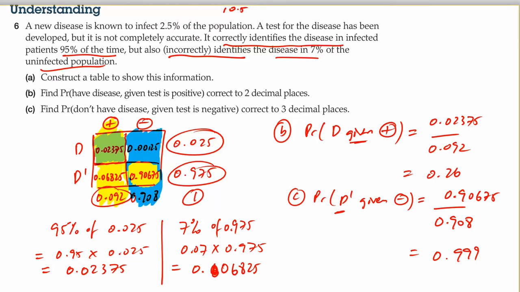Now it says to do 3 decimal places, so what it's saying is that if you don't have the disease, 0.999 of the time you're not going to test positive. Or another way of saying it is that if you don't have the disease, it will say you don't have the disease 99.9% of the time. And that is how you do this.